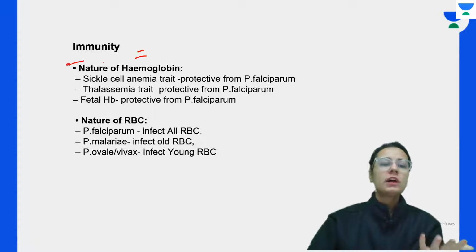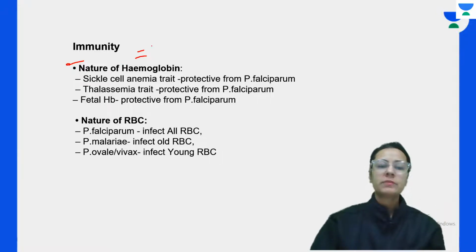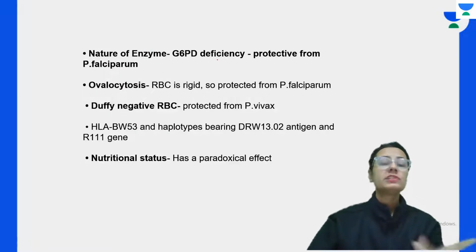Now, what are the protective natural hemoglobins? Sickle cell anemia, thalassemia, and fetal hemoglobin. And apart from this, G6PD deficiency, ovalocytes, Duffy negative RBCs, and even malnourishment.